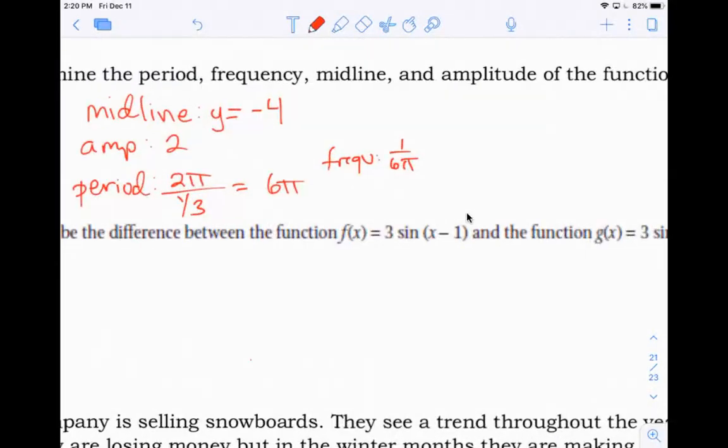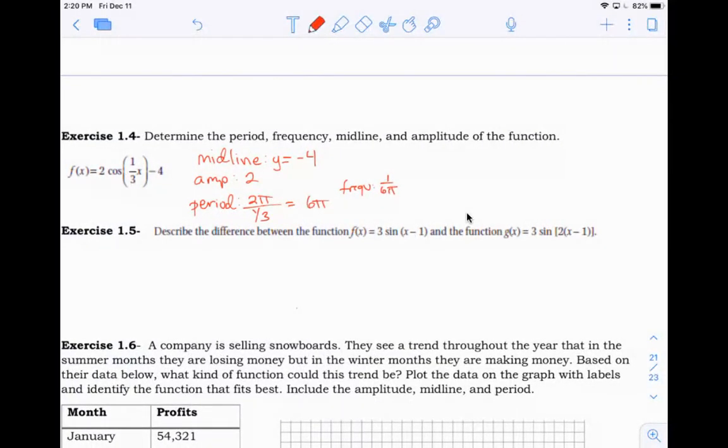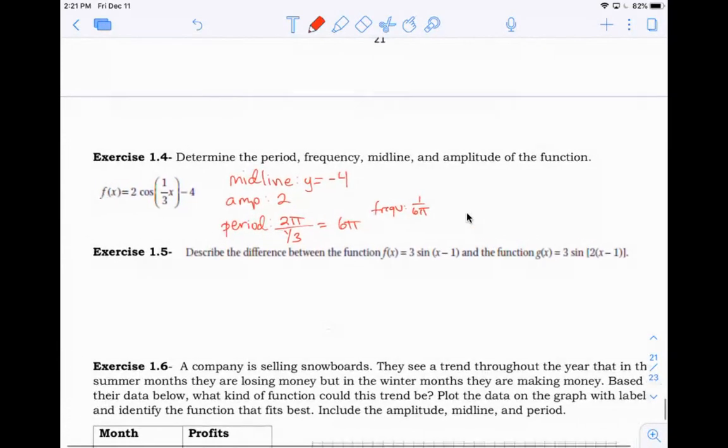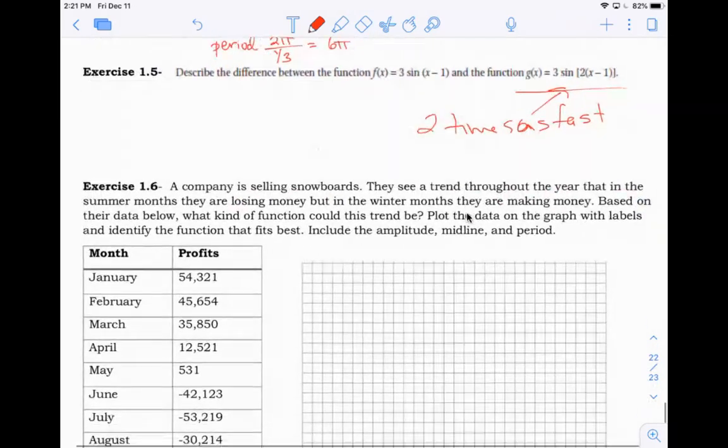So not super bad. All right, the last 2 are just kind of concept problems. This first one, what do you see? The difference between the function 3 sine of x minus 1 and the function 3 sine 2 of x minus 1. Well, we've been talking about what the period does. This one just makes it go twice as fast. 2 times as fast. Now, your teacher may choose to explore this one a little more depending on what time you have, but this video is already getting a little lengthy anyways, so I'm going to go ahead and just call it there.